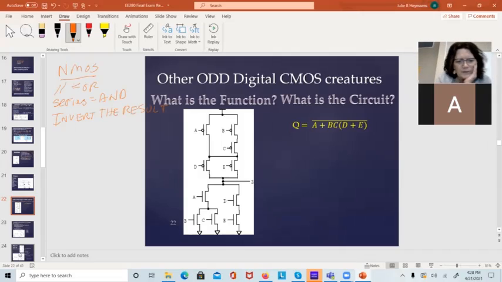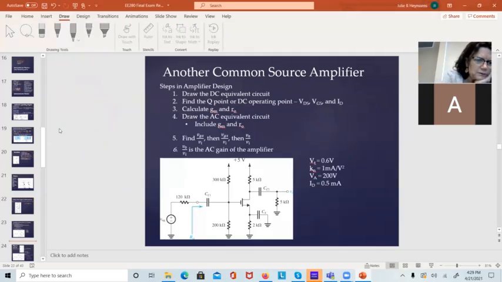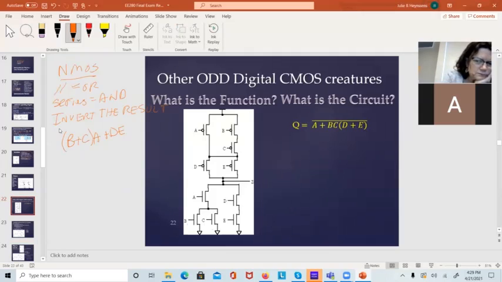Okay, so I'm looking at this one right here. I have B in parallel with C. So that is B or C. It's ANDed with A. And then that is in parallel with the series combination of B and E. And then I put a bar over the whole thing. So that's the function right there.